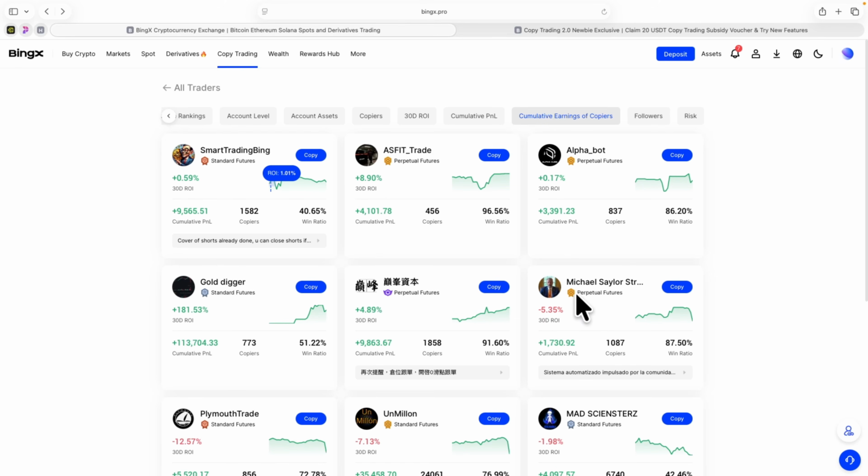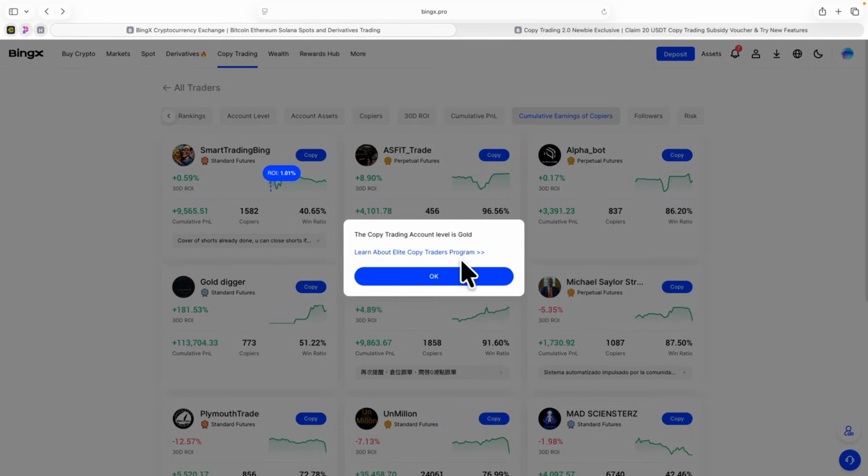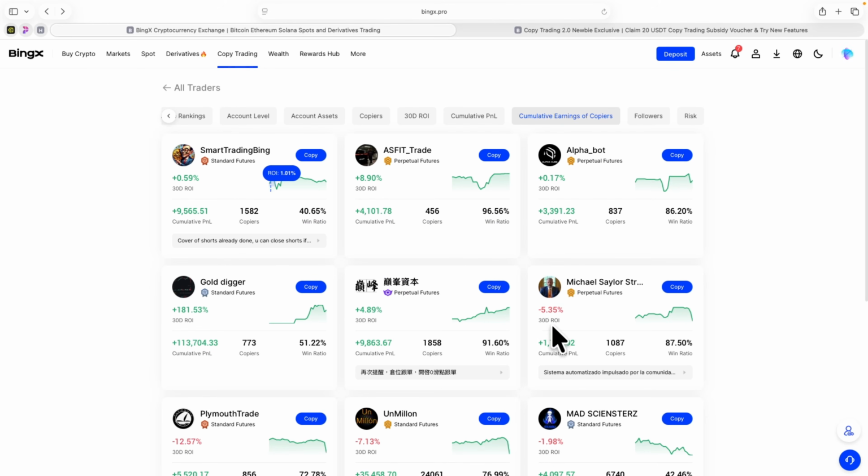So look at this person here. This person's account level is gold right here. And in the last 30 days, this person has a loss of 5%, which is not bad. There's some month where the person would definitely be in profit. Maybe this month wasn't as good. And you can see right here, cumulative P&L is $1,730. And the number of copiers right here is over 1,000. And this person has a win rate of 87%. So you can see if the win rate is 87%, that means that the person is still making good profit right there.